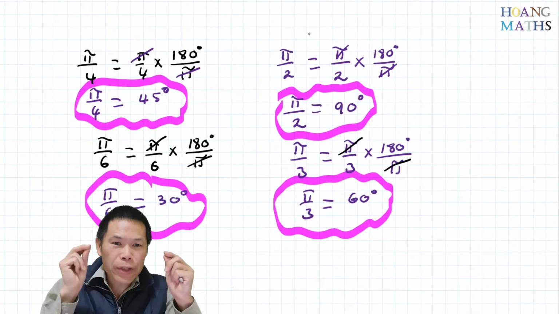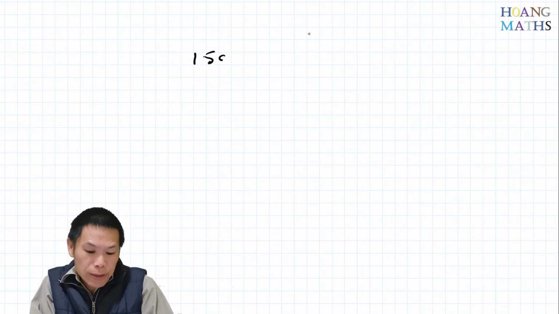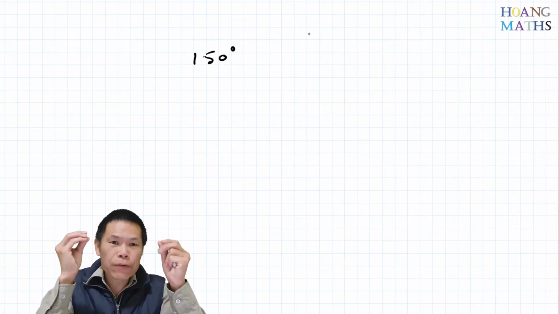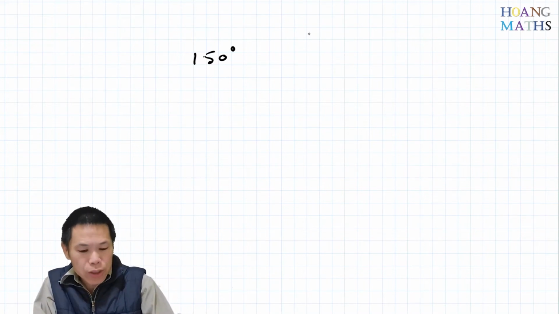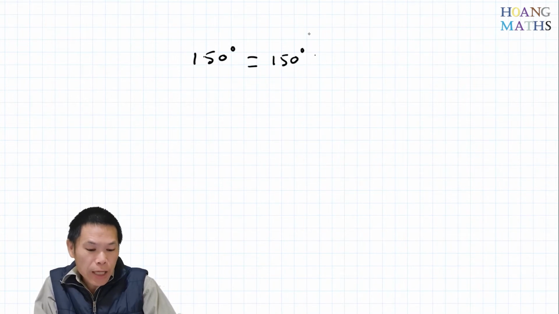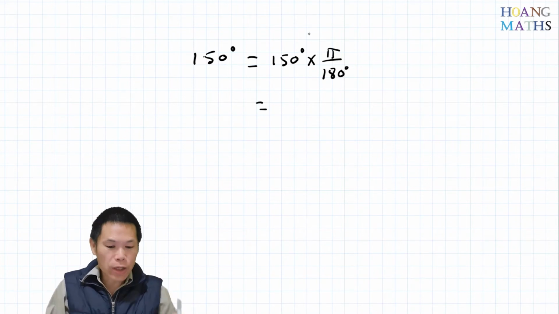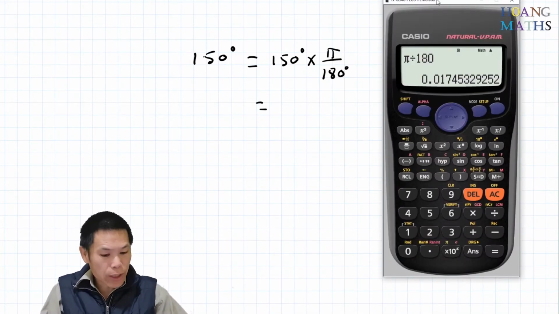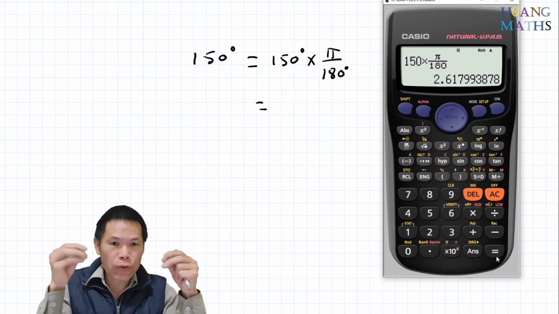So let's go convert from degrees to radians, okay? Let's say I have 150 degrees, and I want to convert 150 degrees to radians. Because I want radians, I put the radians on top. So I go 150 degrees times pi over 180, because 180 degrees is equal to pi. I put that in a calculator: 150 times pi over 180. That will give me 2.6799 and so on radians, okay?